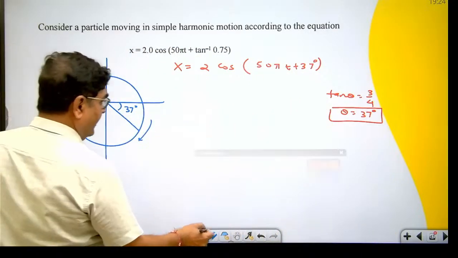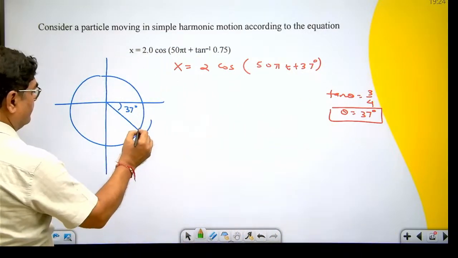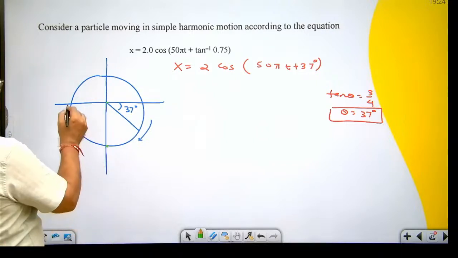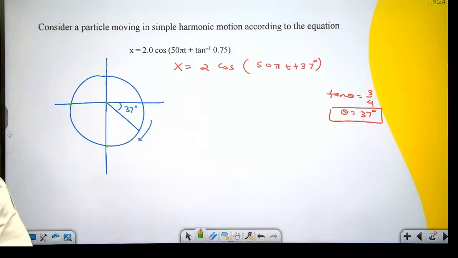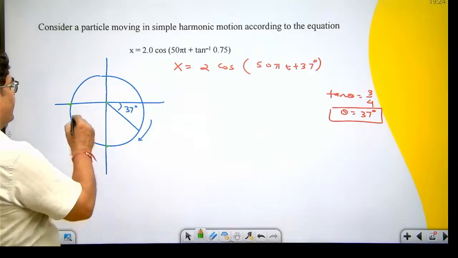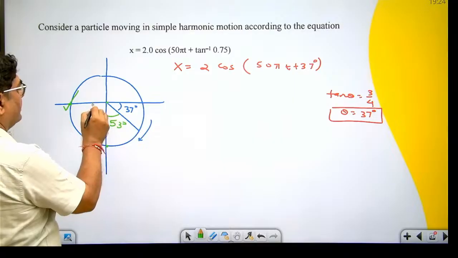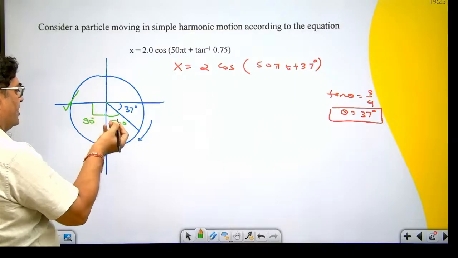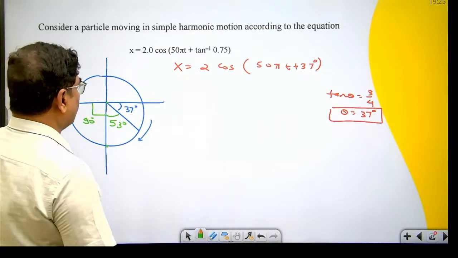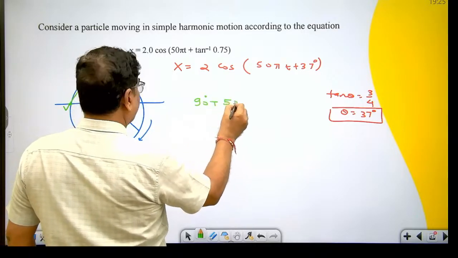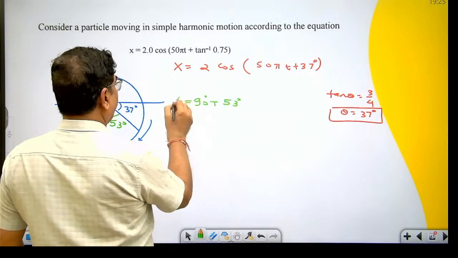When this particle reaches here, it will be the mean position and the velocity will be maximum. When the particle reaches here, this will be the extreme position. Here acceleration will be maximum and velocity will be minimum. Okay, so very simple. For reaching this position, this angle is 53 degree and this angle is 90 degree. Now the question is very simple. The particle has to travel an angle of 90 degree plus 53 degree. This is the angle which the particle has to travel.